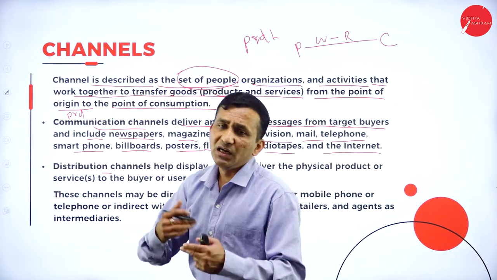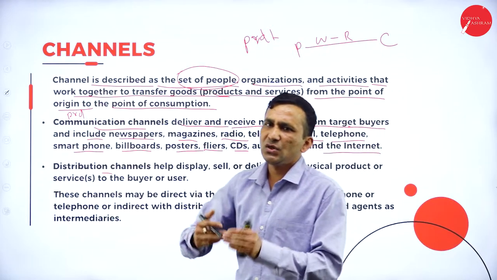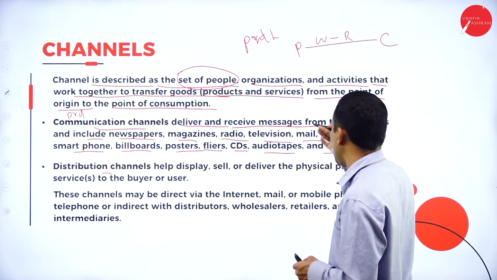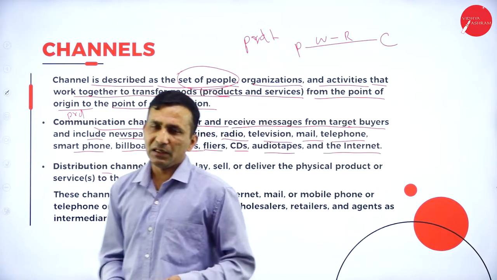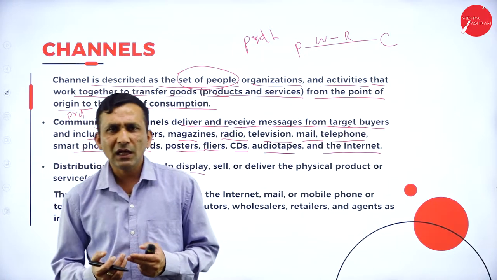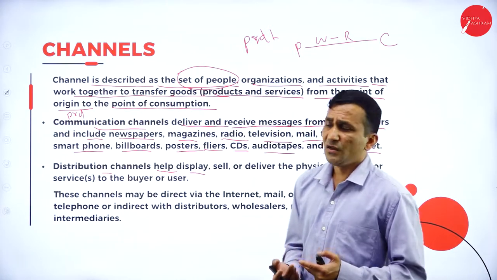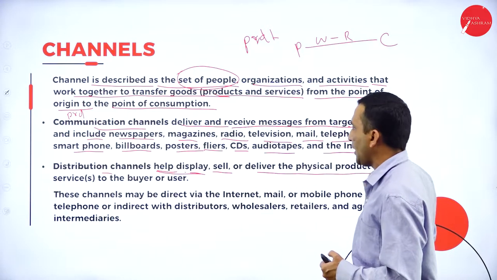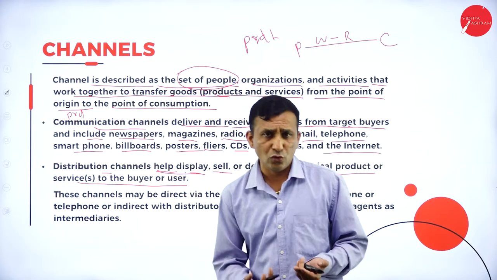Distribution means distributing the total bulk quantity, making parts, selling slowly, and finally selling to the end consumer. That is the movement of the product or service, the distribution channel. Of course, the distributors are purchasing a bulk quantity. With the help of the distributor, the producer's work is reduced. The producer is not directly focusing on sales. They are using a marketing intermediary, the distributors, who help with display and sale, and delivery of the physical product or service to the end buyers, the end customers, the users who require your product.